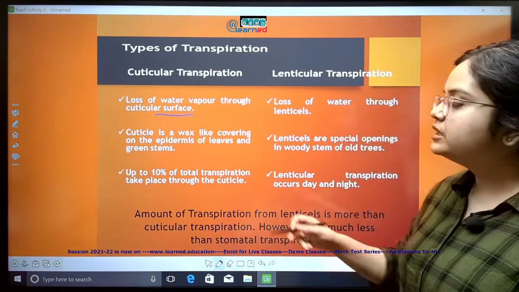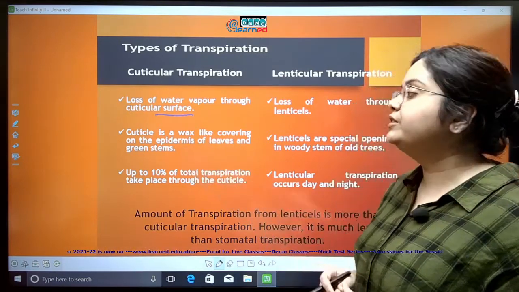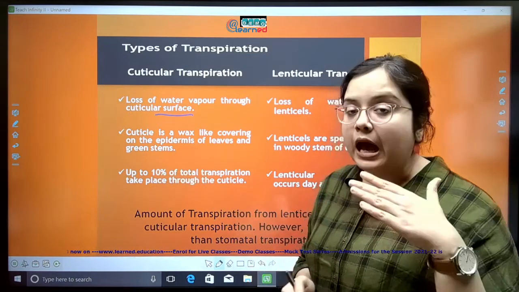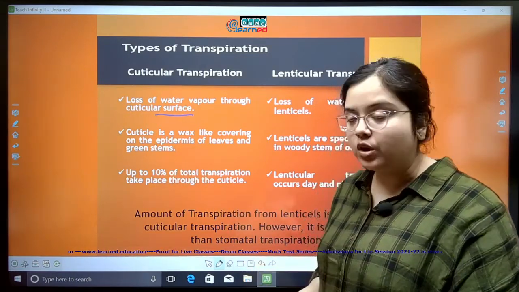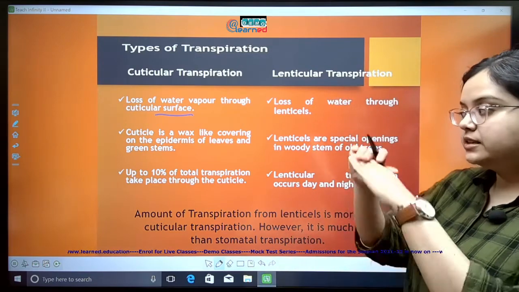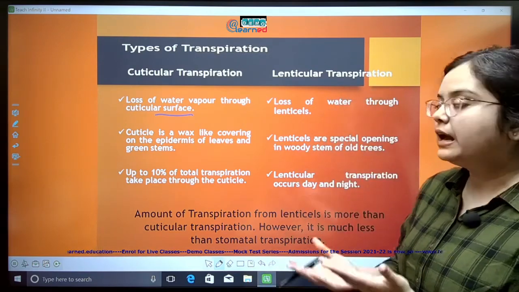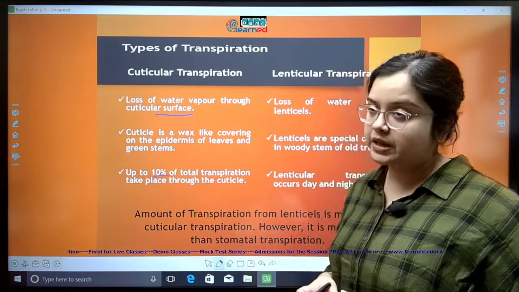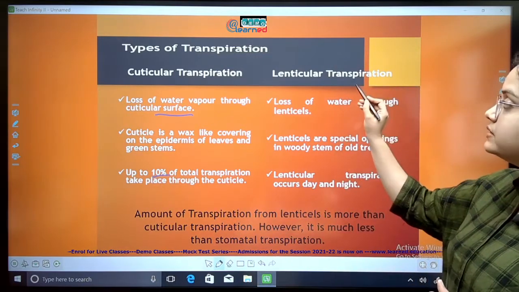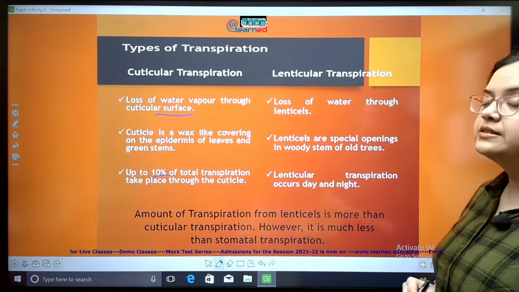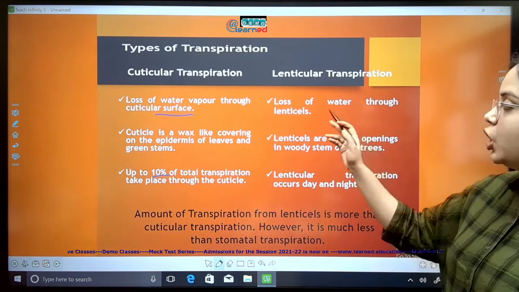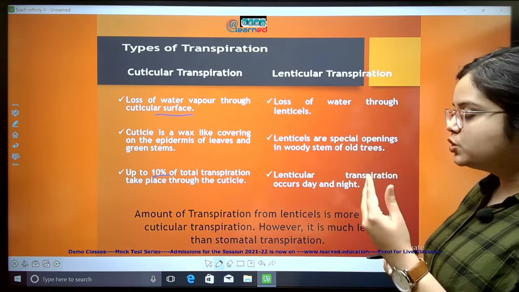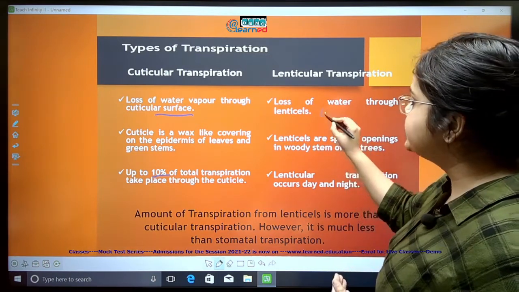Loss of water vapor through the cuticular surface is cuticular transpiration. What is cuticle? It is a wax-like covering on the epidermis of leaves and also of herbaceous green stems. And how much cuticular transpiration does occur? If you consider the whole of transpiration, only 10% of it happens through the cuticle. Then the second type is the lenticular one. Loss of water through the lenticels. These are openings on the woody stems of plants.